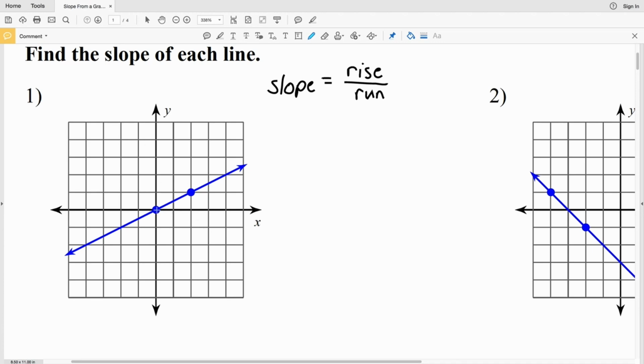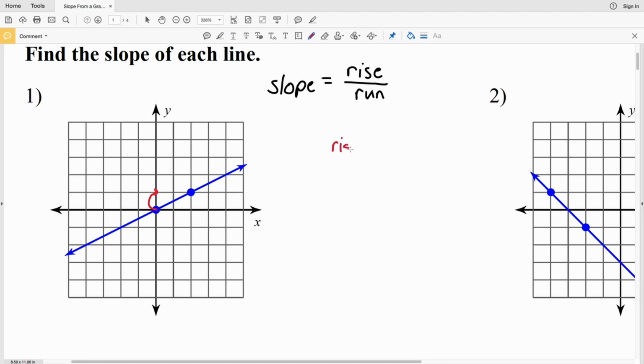So for number 1, starting at the point towards the left, it looks like it's at 0, 0. Our rise is a positive 1 since we need to go up 1 to get on the same line as our next point. If we were to go down 1, that would be a negative 1, but since we're moving in the positive direction on the y-axis, it's a positive 1.